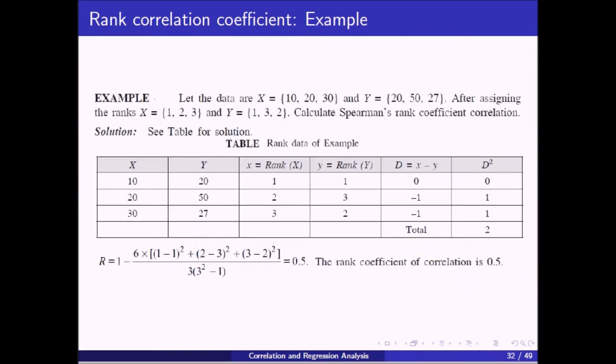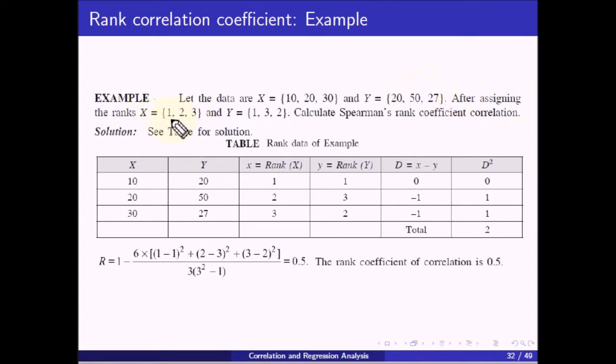Now take a different data set. Here the data x is 10 20 30 and y is 20 50 27. After assigning the rank, x will be 1 2 3: first, second, third. And y is equal to 1 3 2. The minimum is 20, so it gets first rank, then 27 gets second rank, then 50 gets the third rank.